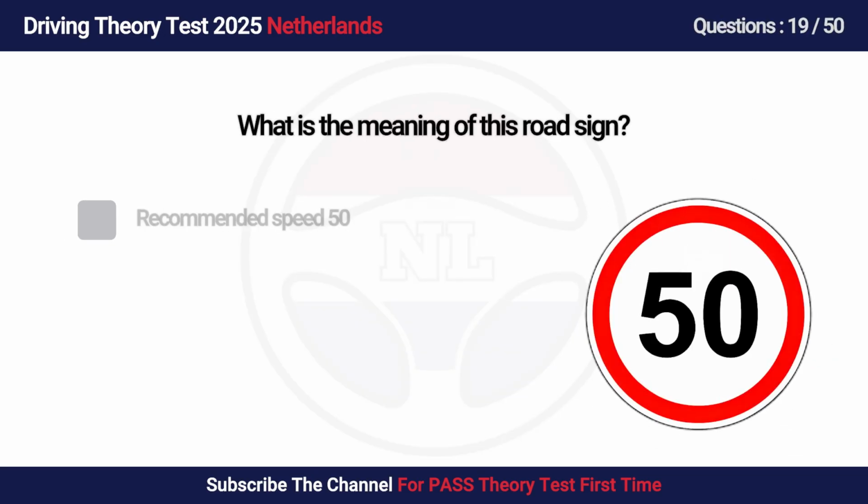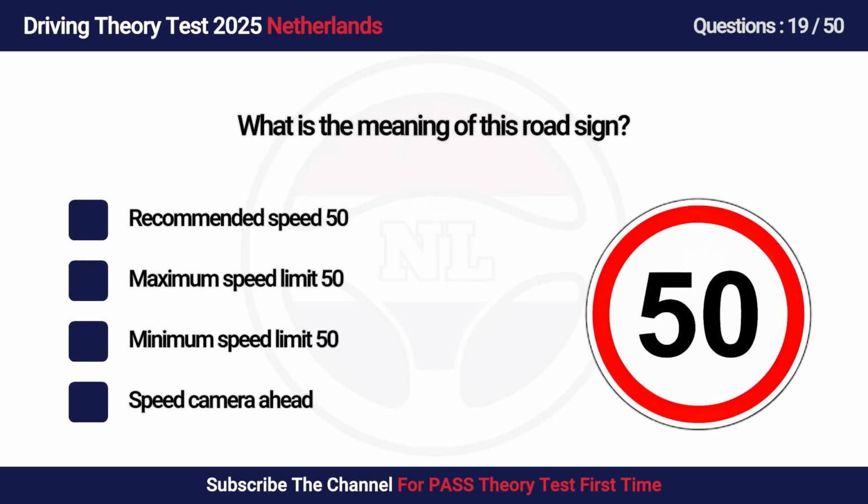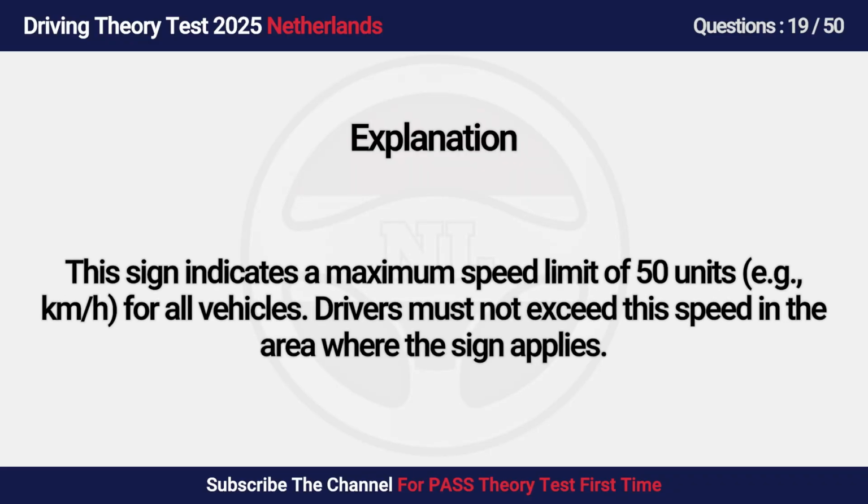Question 19. What is the meaning of this road sign? A. Recommended speed 50. B. Maximum speed limit 50. C. Minimum speed limit 50. D. Speed camera ahead. Answer is B. Maximum speed limit 50. This sign indicates a maximum speed limit of 50 units, e.g. for all vehicles. Drivers must not exceed this speed in the area where the sign applies.